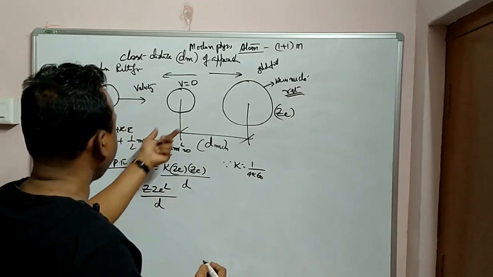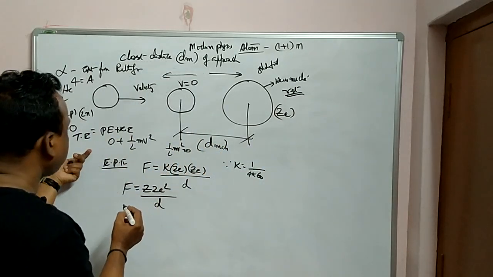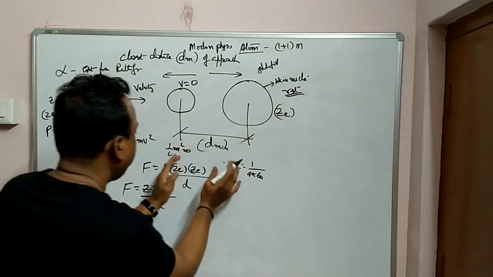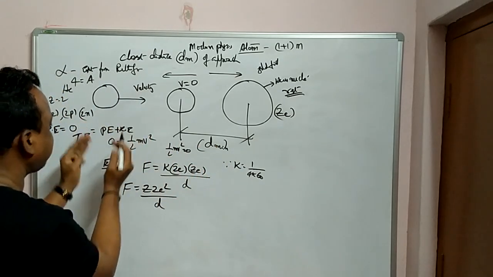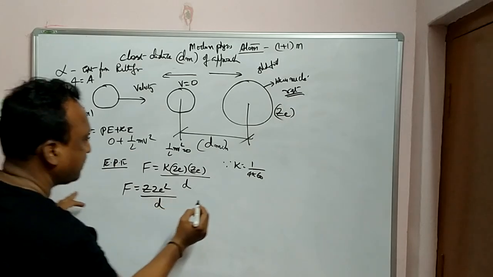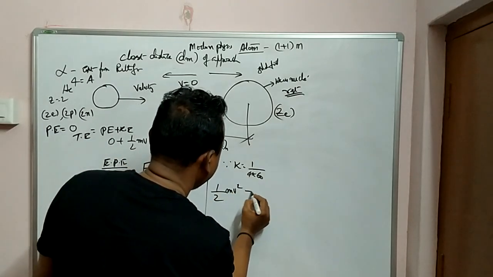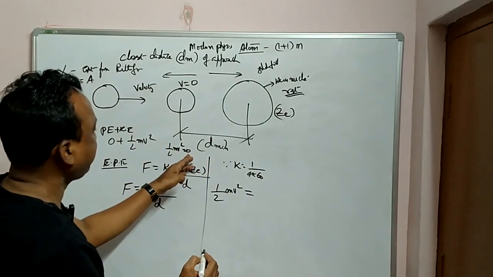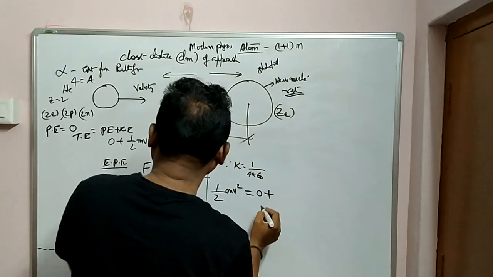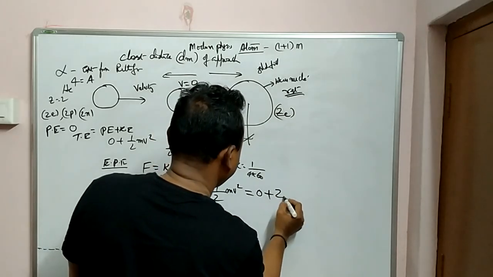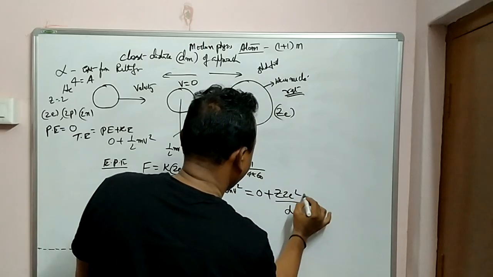So what is the total energy now? Kinetic energy has become 0. So what is the total energy? The total energy should be conserved, before and after. So before, the energy is PE plus this half mv square. Here I will write total energy before, that is half mv square, is equal to total energy after stopping. Stopping means kinetic energy is 0, only potential energy is there, electrostatic potential energy. That is 2Ze square by D, of course the constant is there.